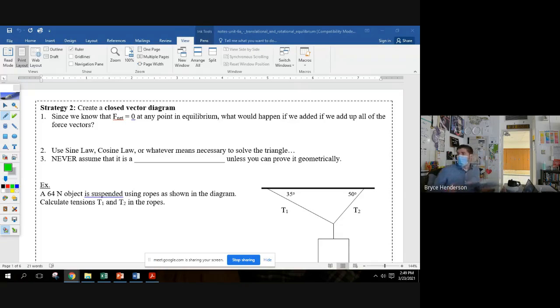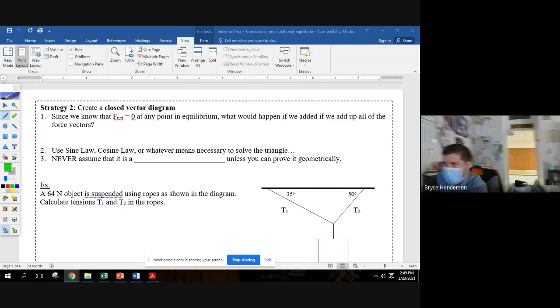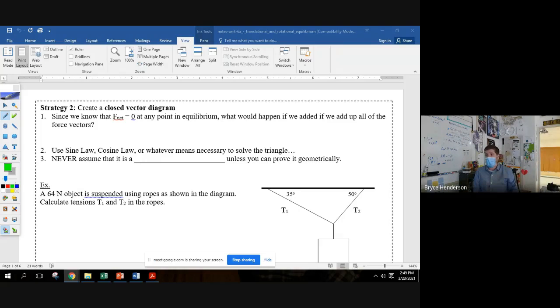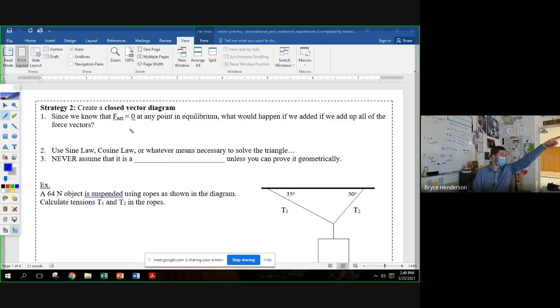So let's see. What we have to remember is, since we know that F net is 0 at any point in equilibrium, what would happen if we added up all the force vectors? They would add up to what, Kelly? They would add up to 0. That's exactly right. Because they add up to 0, I can use the sine law, the cosine law, or any other means, Pythagorean theorem for all I care, to solve the triangle.